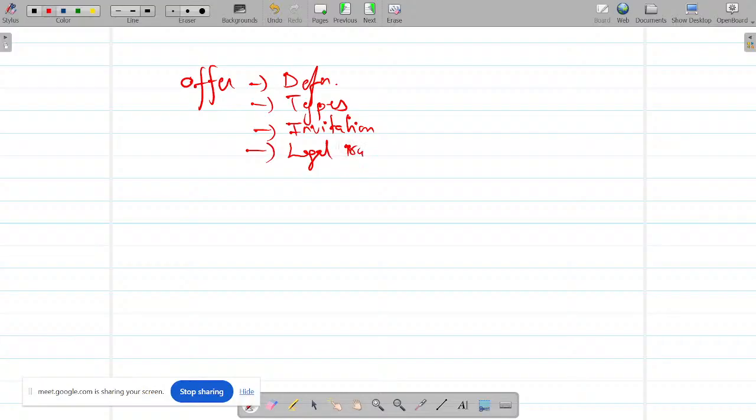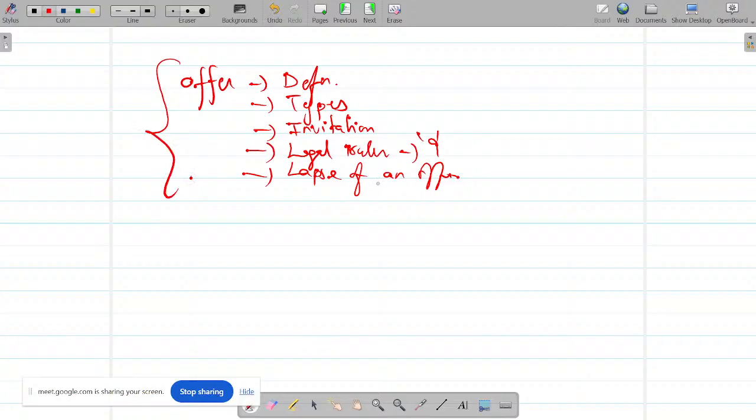Legal rules. How many rules did we discuss? I think it's 9, right? 9 rules or 9 points or whatever it is. It's there in the act. Okay, it's not a general one, it's there in the act. Then we went for lapse of an offer. Okay. So these are the contents we have covered.